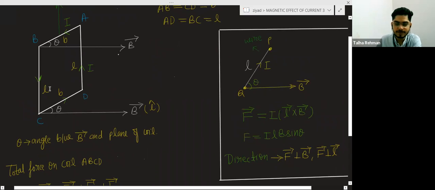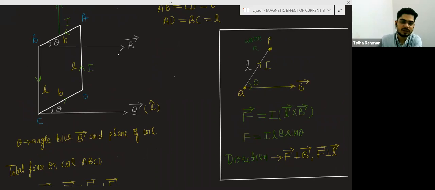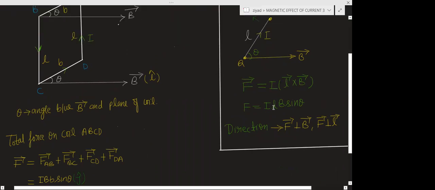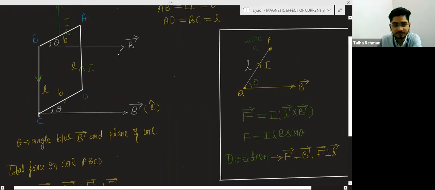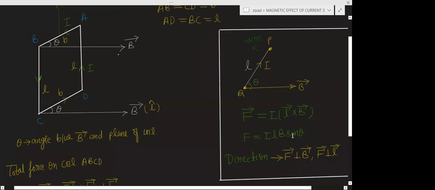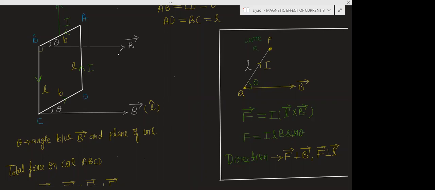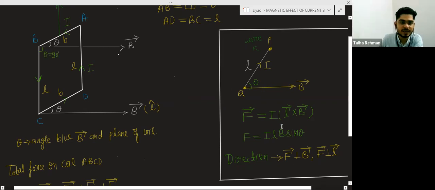Now for BC, what will be the force for this wire BC? Simply apply this formula for this wire. The force on this wire is given by I into length into B into sine theta. And what is theta here? Theta is 90 degrees. Theta is the angle between the length of the wire and the magnetic field. Here theta is equal to 90 degrees.